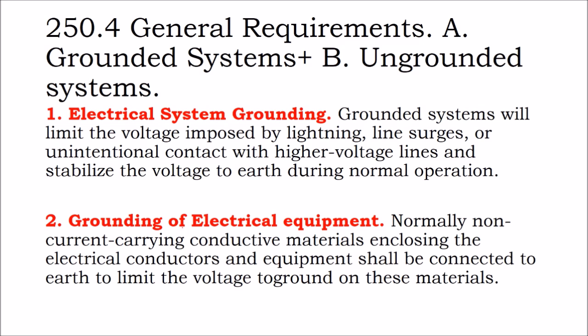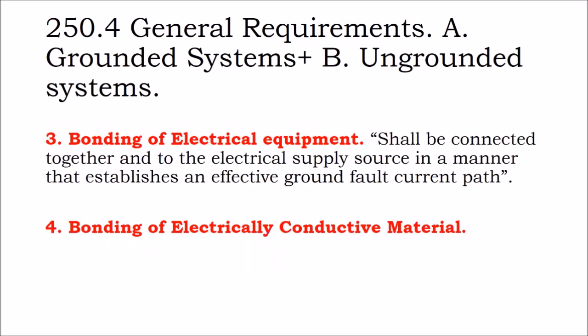Electrical system grounding. Grounded systems will limit the voltage imposed by lightning, line surges, or unintentional contact with higher voltage lines and stabilize the voltage to earth during normal operation. Normally non-current carrying conductive materials enclosing electrical conductors shall be connected to earth to limit the voltage to ground on these parts. Alright, so all of our metal parts are connected to ground to be at 0 voltage, so that we don't walk up to them, touch them, and electrocute ourselves.